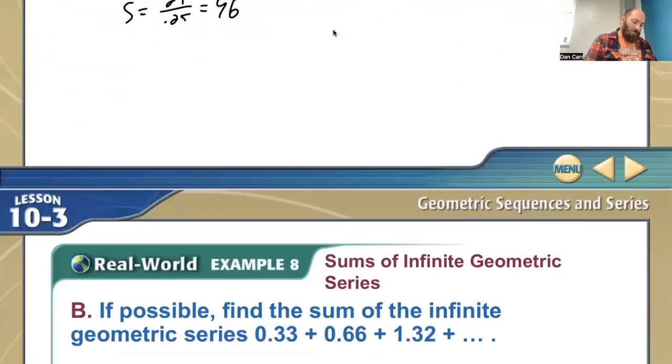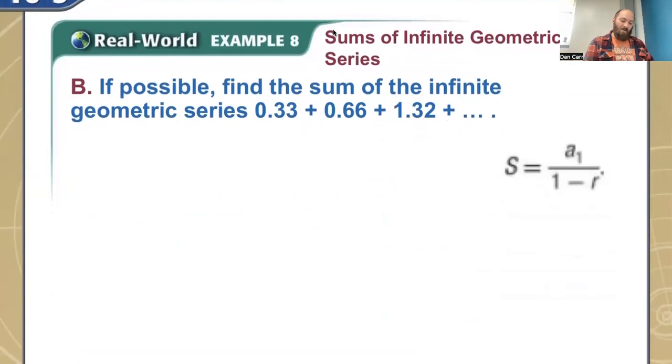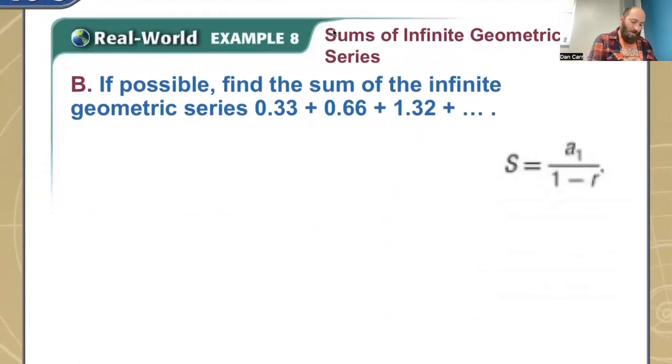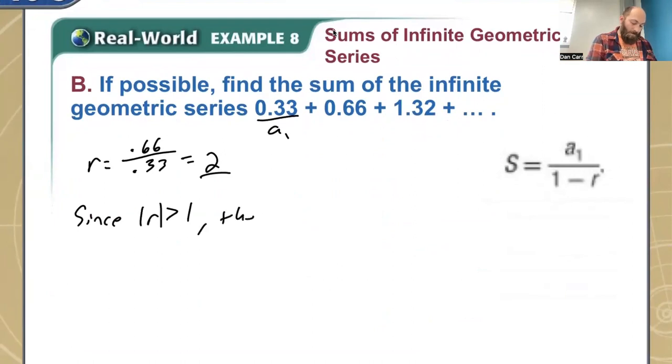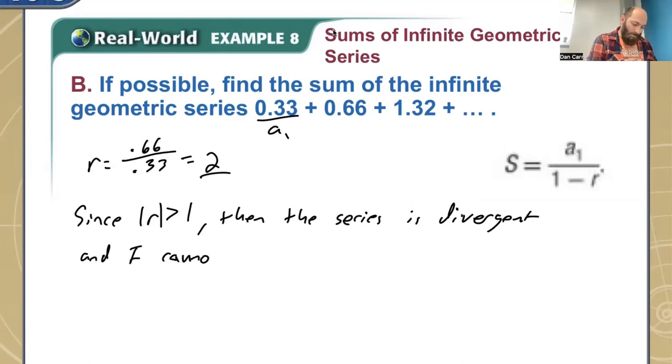Okay. We look at this next example. If possible, find the sum of this infinite geometric series. So here's my a sub 1. For my r, I want to take 0.66 divided by 0.33. So I just take that ratio of the consecutive terms. That comes out as 2. So since this number is greater than 1, so since r is greater than 1, I should say the absolute value of r is greater than 1, then the series is divergent, and I cannot find the sum.